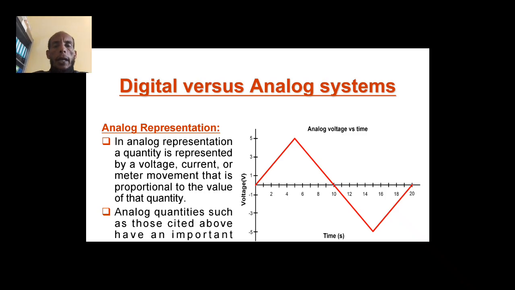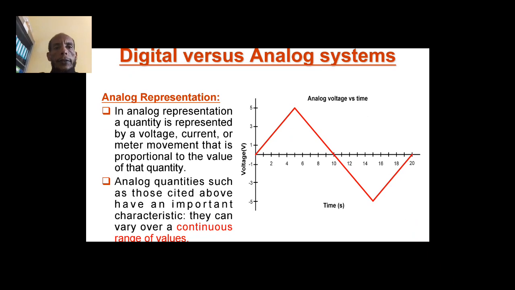Analog signals can be represented; that is what we call analog representation. In analog representation, a quantity is represented by a voltage, current, meter movement, or other value of that quantity. In an analog system, a quantity can be represented or displayed by voltage, current, and others. We can say voltage signals, we can say current signals. Such signals can be quantified and analyzed as analog signals.